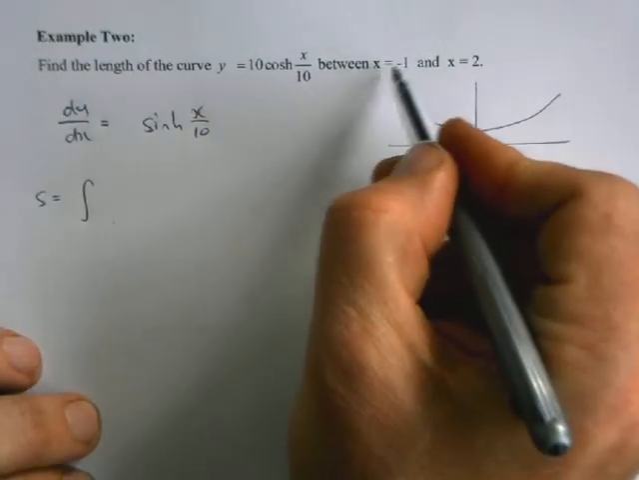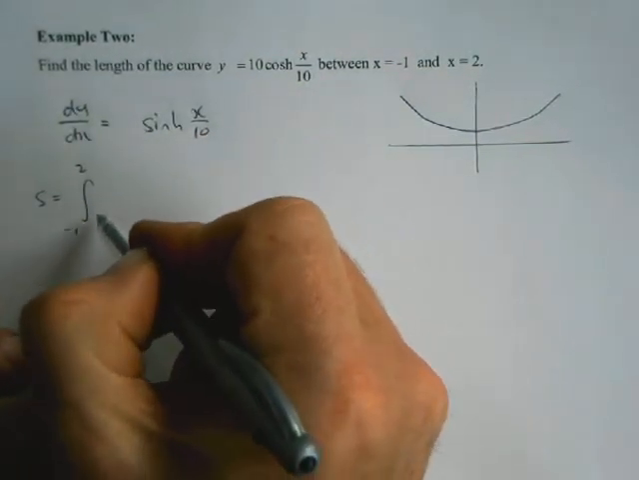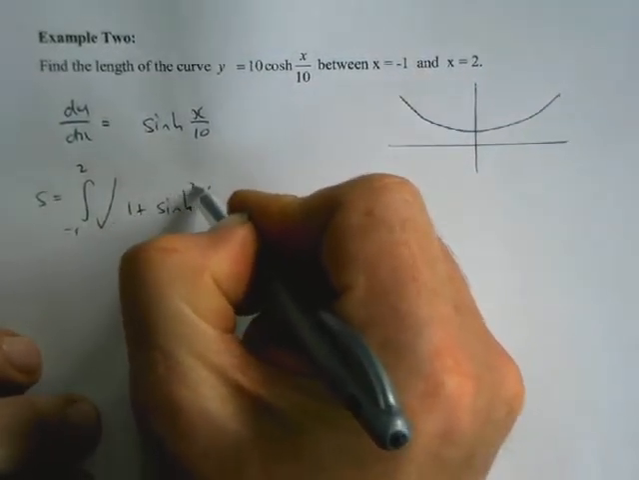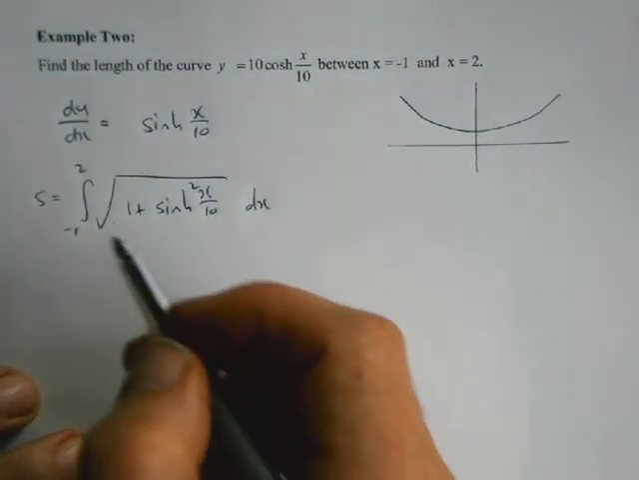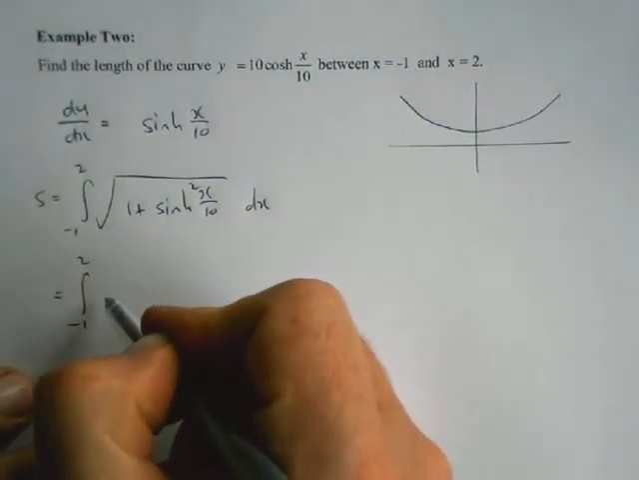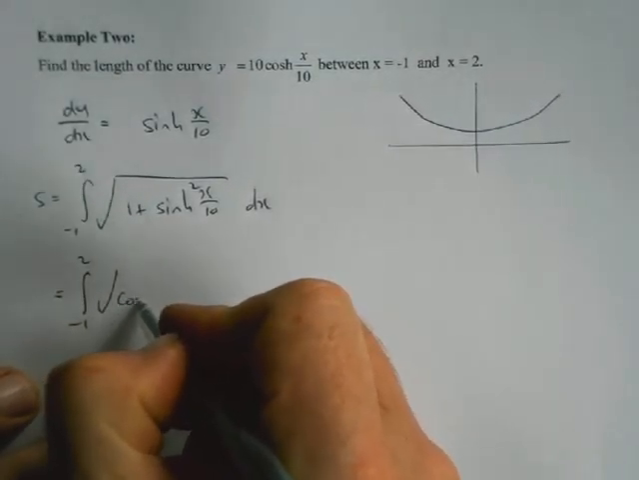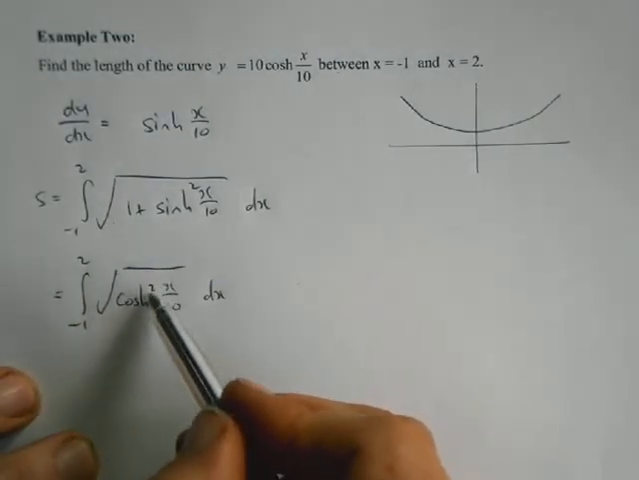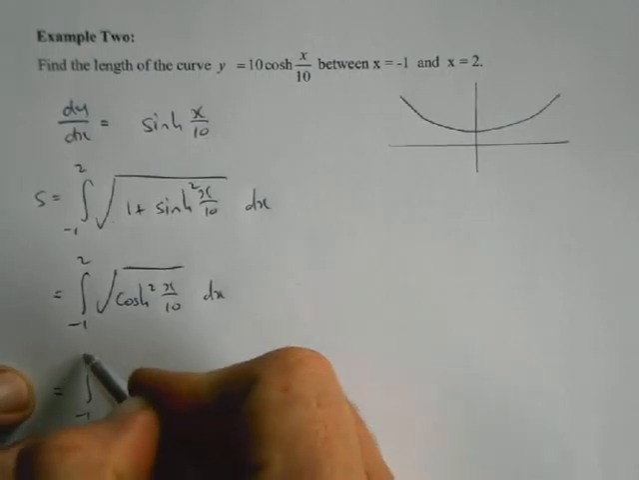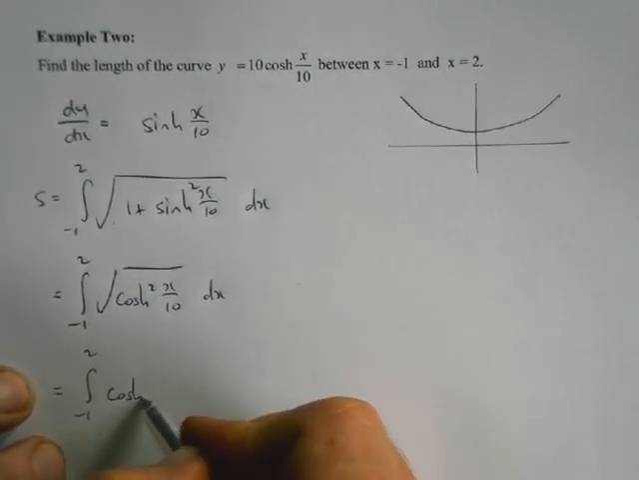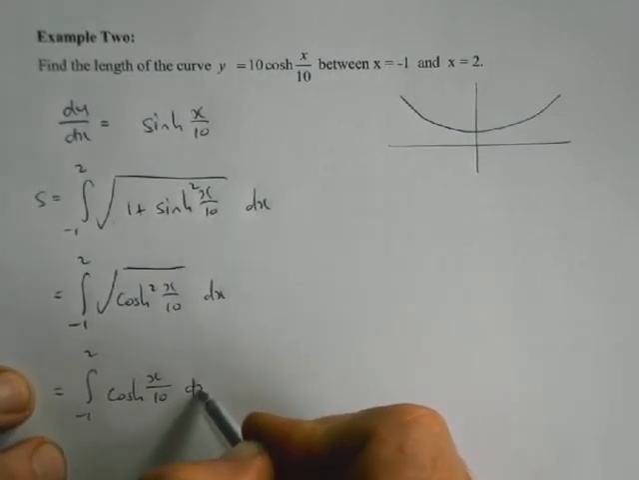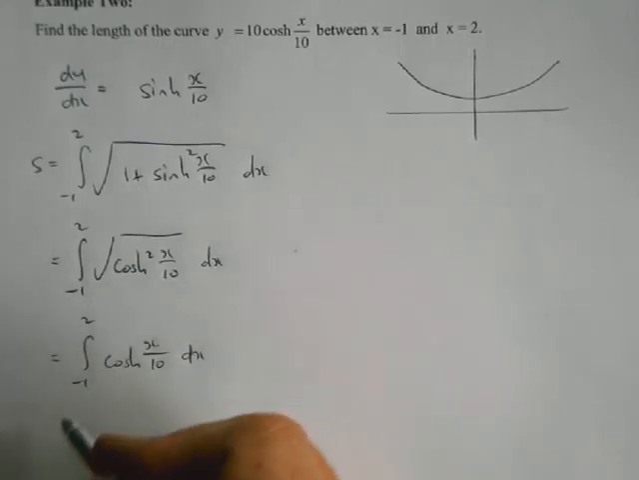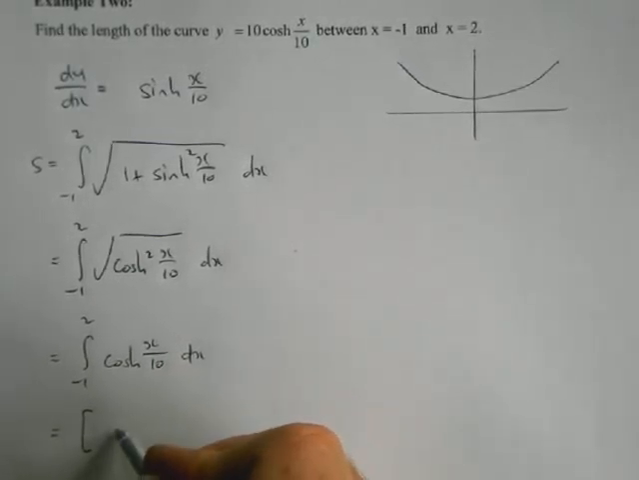So our curve length is the integral, in this case from -1 to 2, of the square root of 1 plus dy by dx squared dx. Okay, and here's the nice algebra. If you look up on your formula sheets, you'll see that 1 plus sinh squared is just the same as cosh squared, so it's back to cosh squared x upon 10, and then the square root and the square undo each other, so we just deal with the integral from -1 to 2 of cosh x upon 10 dx. Okay, so as you can see, it comes out quite nicely in the algebra.